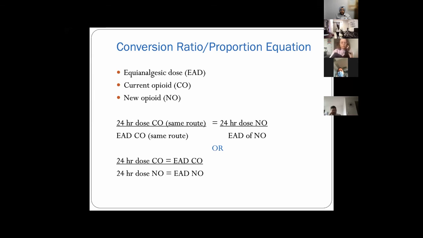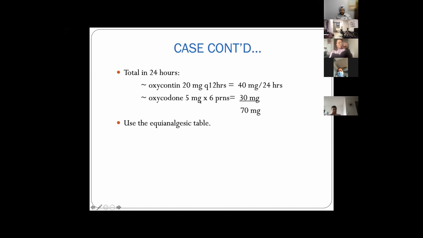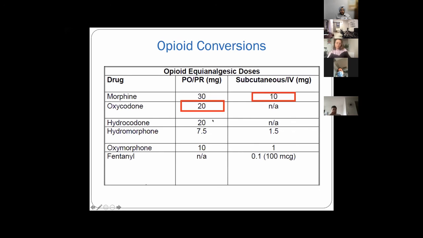So on the left-hand side is the current opioid as the numerator, and then the equianalgesic dose of the current opioid. And then on the right-hand side is a 24-hour dose of your new opioid, where you want to get to. And the equianalgesic dose of the new opioid is the denominator. Next slide. So you total everything for what this person got as an oral regimen. Next slide. And then you look at the equianalgesic table.